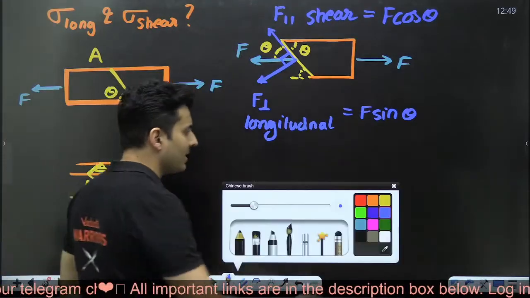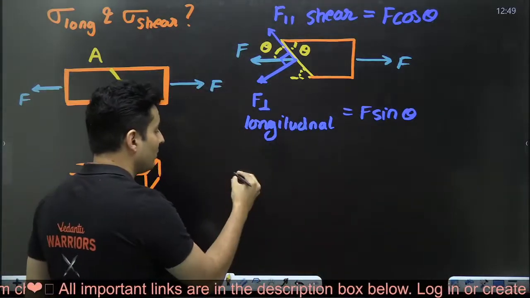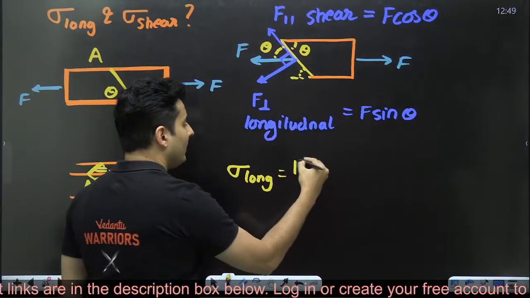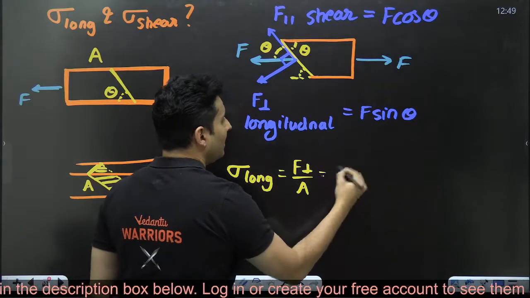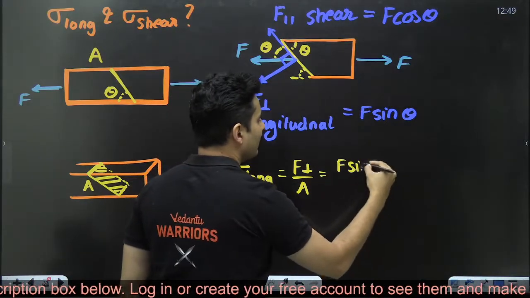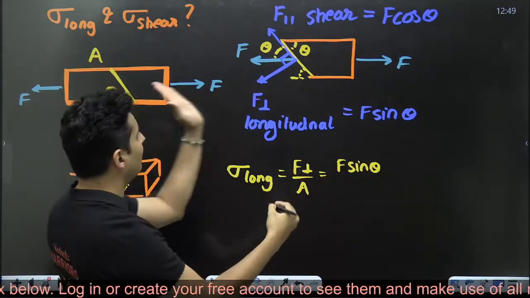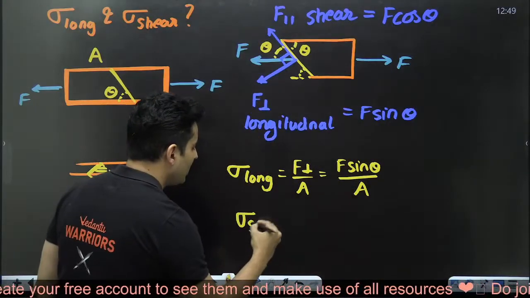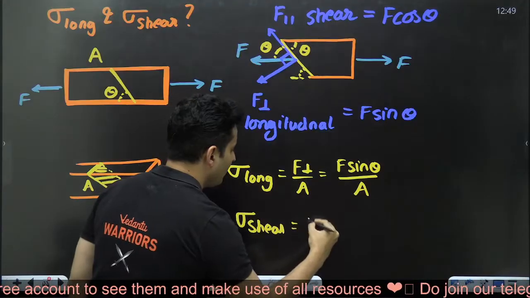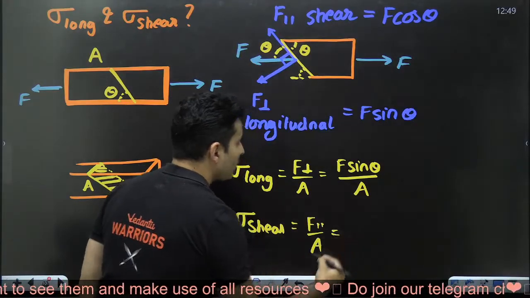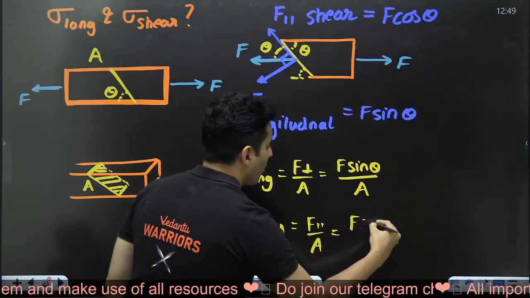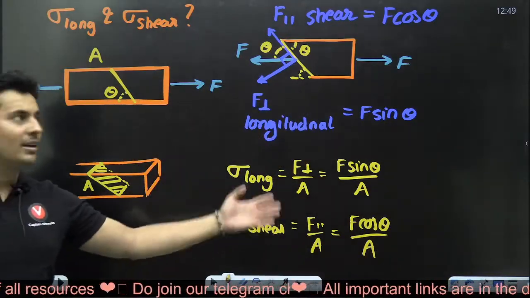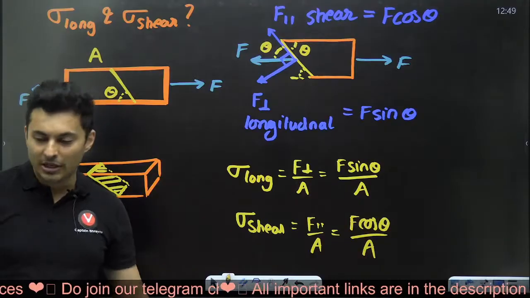Now just write down the stress values for both the things. So longitudinal stress will always be F perpendicular by area. F perpendicular is just f sin theta, and the area which was given to me already was A, so it is f sin theta by A. The shear stress will be F parallel by the area, so F parallel was f cos theta divided by A. That's it. That's how you find the shear and the longitudinal stress.